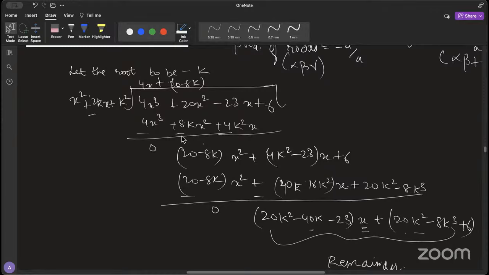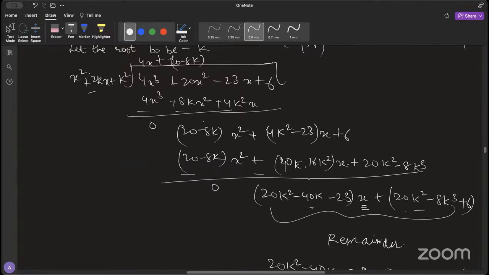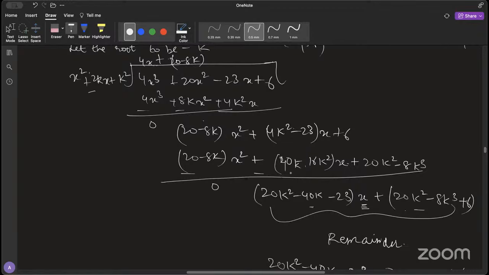I think you have missed x here. Yes, just here, 40k, but you have missed x here, where I've added both of these, right? 40k will become minus 40k. This will become 16k square, and we have 4k square here, so 20k square, and then minus 23 will remain.